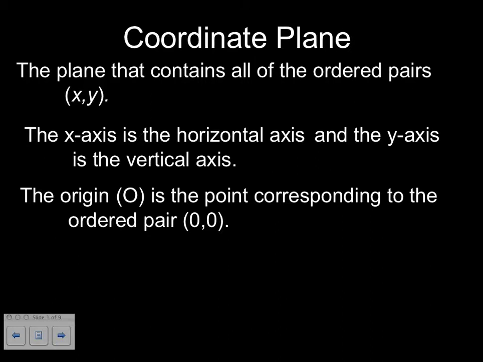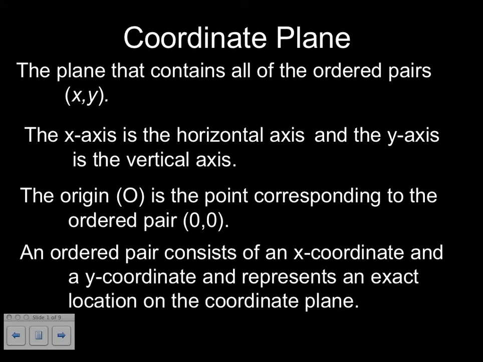Every time we count a number to find a coordinate, we always start at 0, 0, and then for positive x values we count to the right, for negative x values we count to the left, for positive y values we count up, and for negative y values we count down. An ordered pair consists of an x coordinate, those that tell us to go left and right, and then a y coordinate, the ones that tell us to go up and down. These coordinates represent an exact location on the coordinate plane.